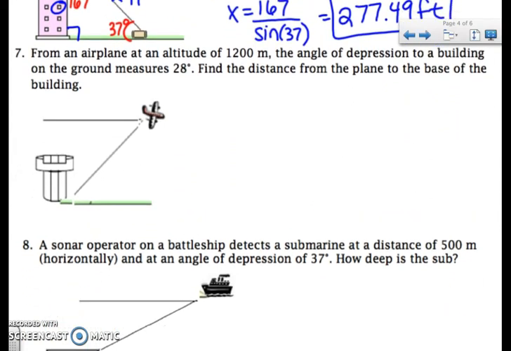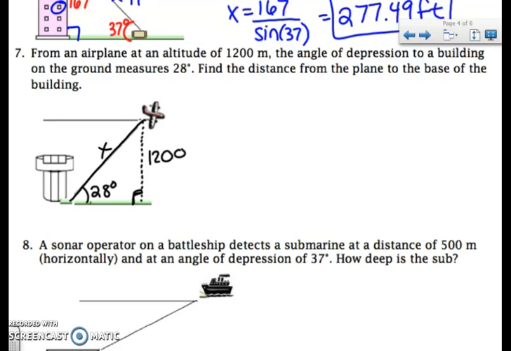So you've got an airplane at an altitude of 1,200 meters. Remember, altitude, the up and down line. Notice we've got a right triangle there as well. The angle of depression to a building on the ground measures 28. Again, angle of elevation is on the ground, or you could have said angle of depression up there. Again, I like looking at my triangle right side up. Find the distance from the plane to the base of the building. From the plane to the base of the building, that'd be our x.